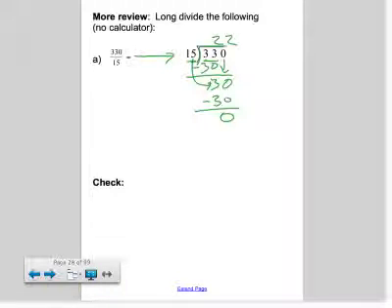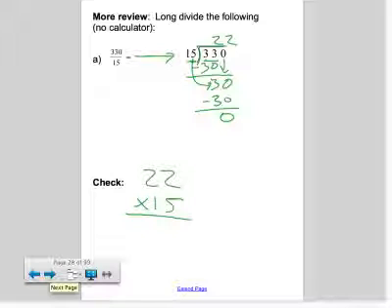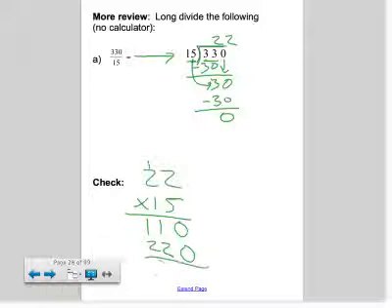If you wanted to check that out, then all you do is 22 times 15. 5 times 2 is 10. Carry the 1. 5 times 2 is 10, plus 1 is 11. Bring the 0 down, so 1 times 2 is 2, 1 times 2 is 2. Add those up, you get 330. So we know we did our division correctly. So just a quick review of long division, because that's really what we're going to be doing with our polynomials from here on out.